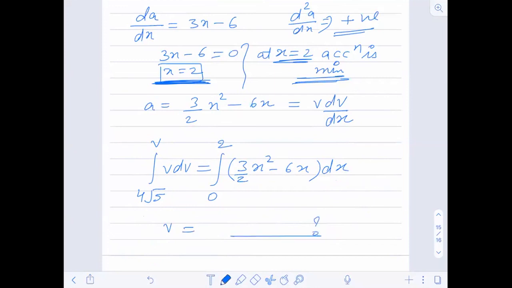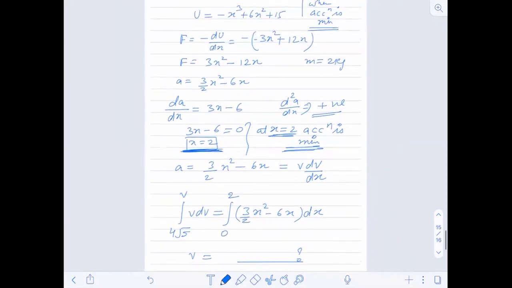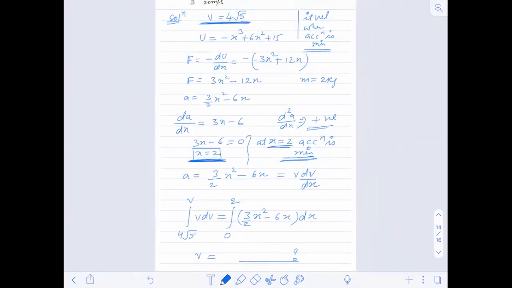So with this question, we are wrapping this up. Is anybody having any doubt in this question? Anyone who is having doubt in this question, let me know. Okay, with this we'll wrap it up.